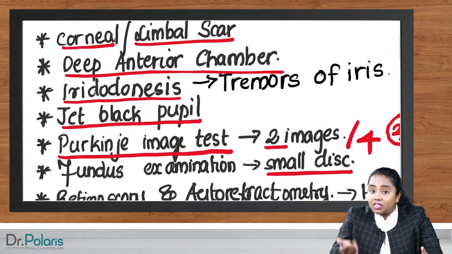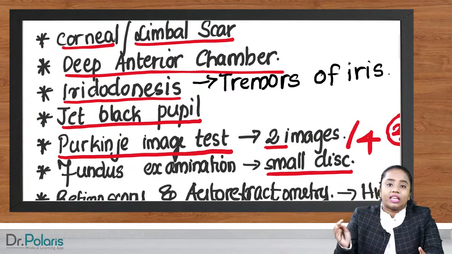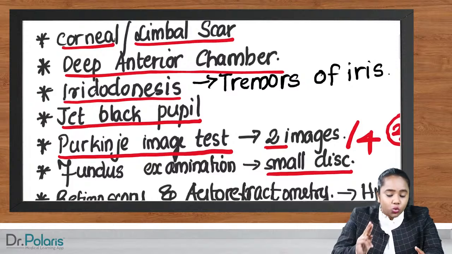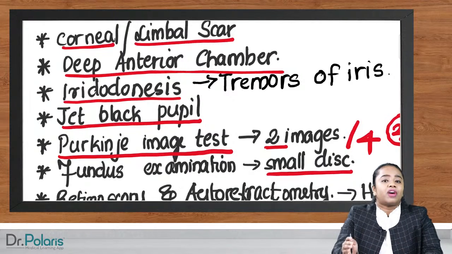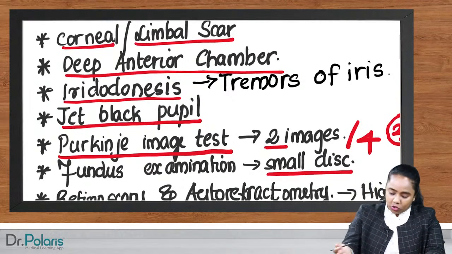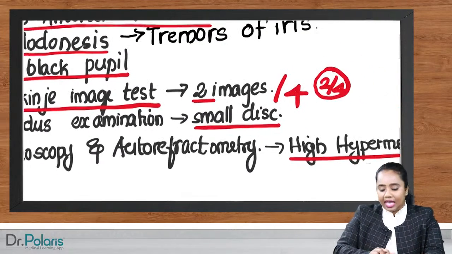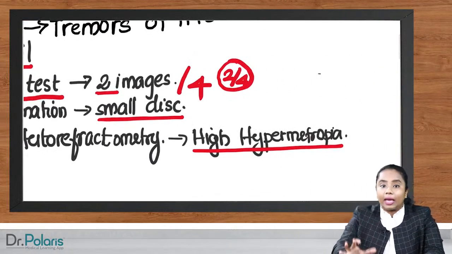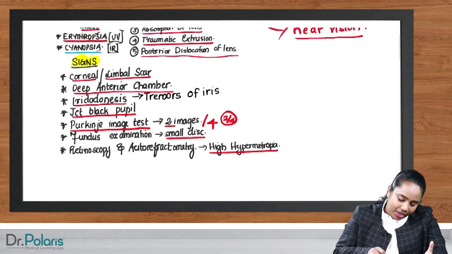A Purkinje image test showing 2 images out of 4 images. Normal is 4. In case of aphakia, we can only see 2 images. And finally, a fundus examination which is going to show a small optic disc, which is usually a finding similar to hypermetropia. And finally, in retinoscopy and autorefractometry, you can see that there is a high degree hypermetropic eye. So, these are the common signs that you can see.